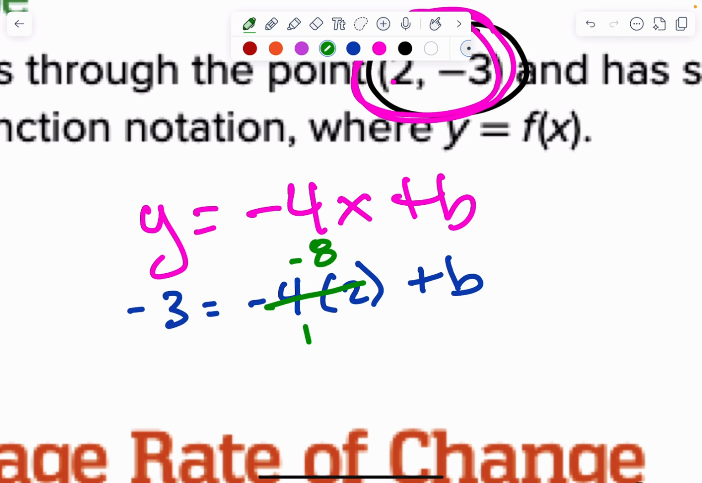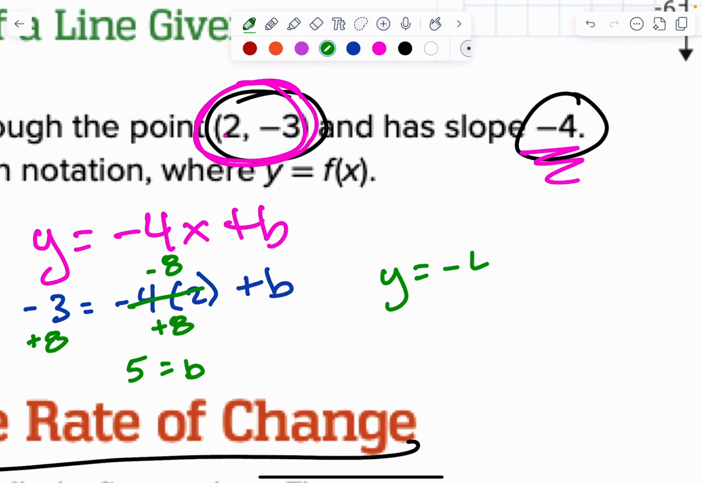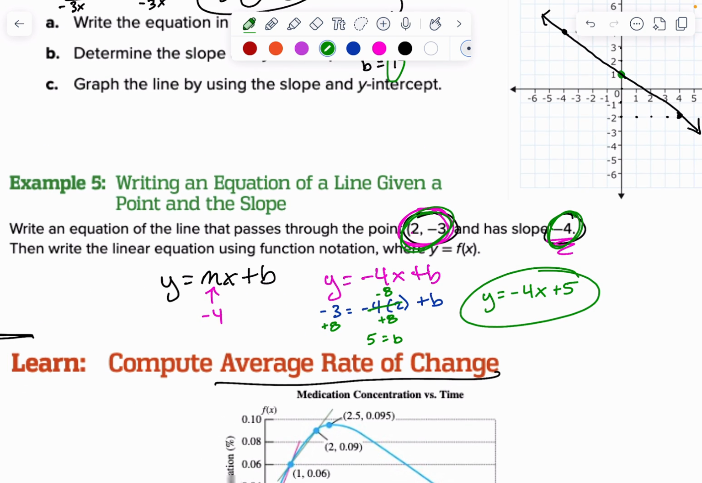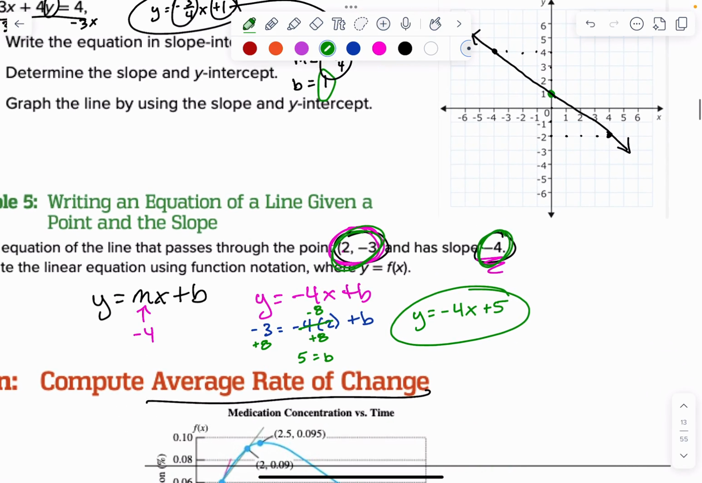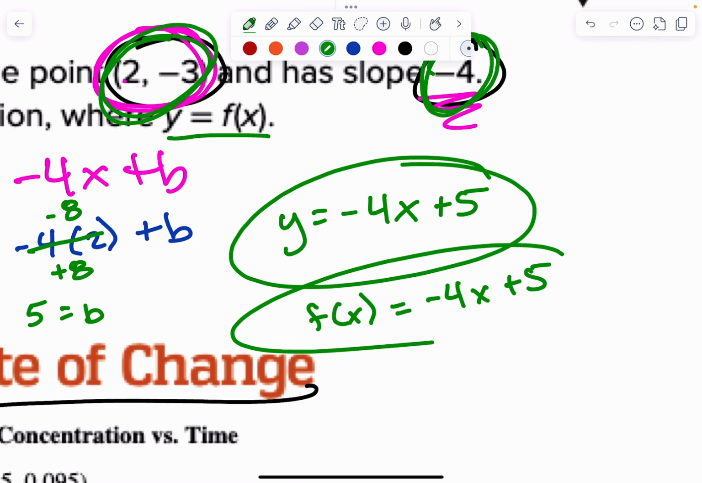That's going to be -8. If I add the 8 over, the b is going to be 5. Okay, so I end up with y = -4x + 5, and that is going to be the line that has a slope of -4 that's going to touch (2, -3). Okay, so that is how that works. Got it? Oh, then write the linear equation using function notation. Function notation, they just want me to write f(x) = -4x + 5. Same thing. Okay, so there is that.